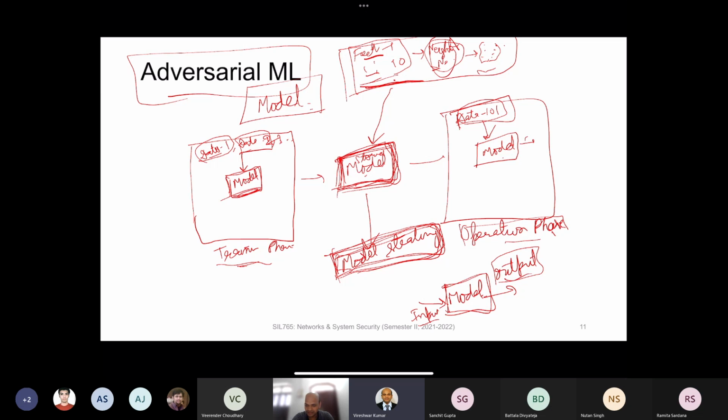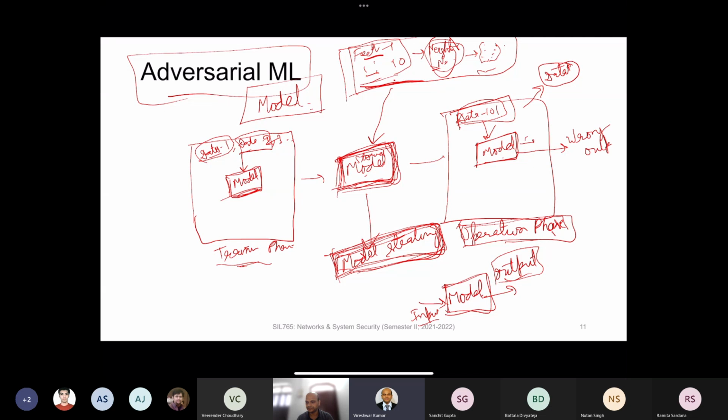This is one of the simplest, although difficult, but one of the easiest attacks to understand. Then we have attacks during the operation phase. One of the simplest attacks during the operation phase is that you have the model, but the attacker crafts a data point in such a way that the model gives a wrong output.